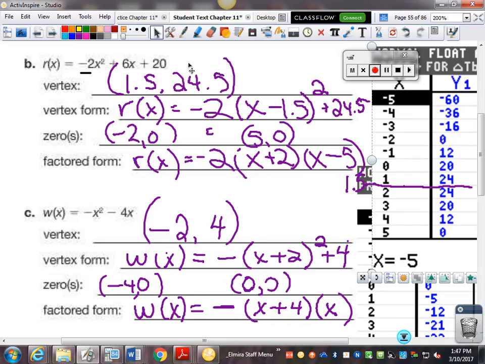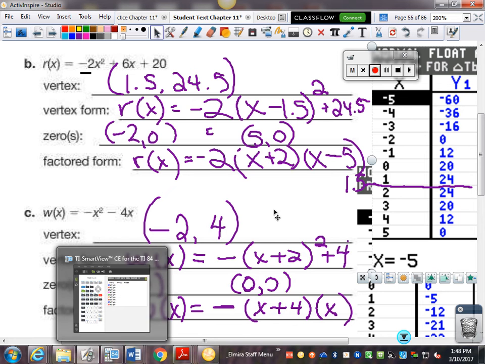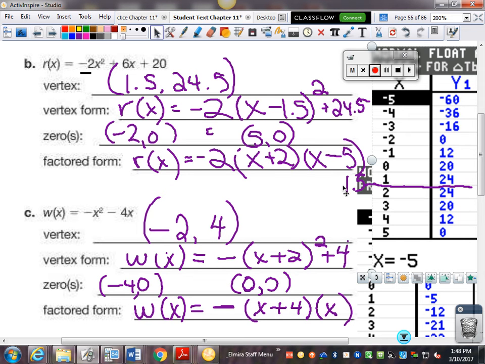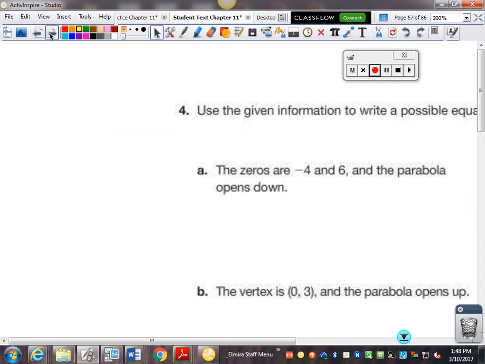This is an instance where we could not see the vertex in our table. So we actually had to go to the graph and figure that out, okay, using our right bound, left bound, or you can use the value function. Okay. All right, so let's go to the homework. Actually, I lied. Let's go to the graphic organizer that we made in class.